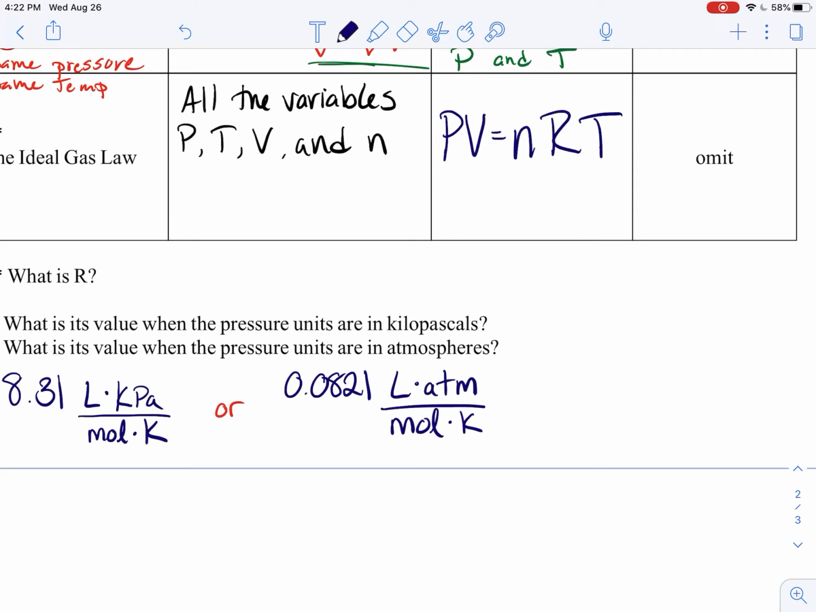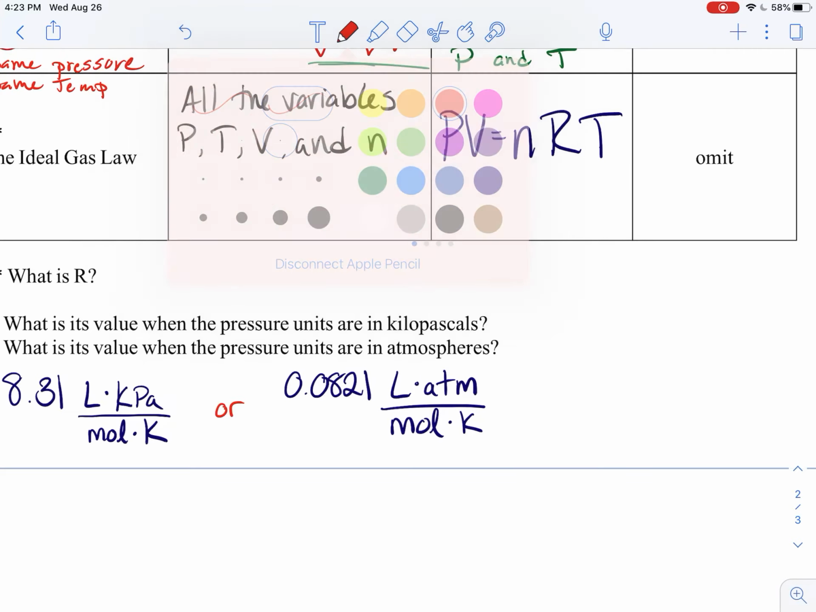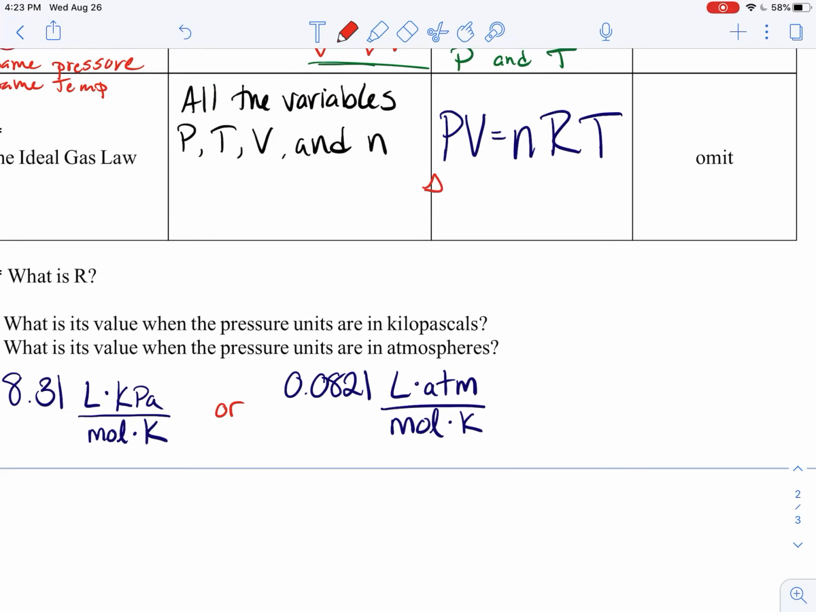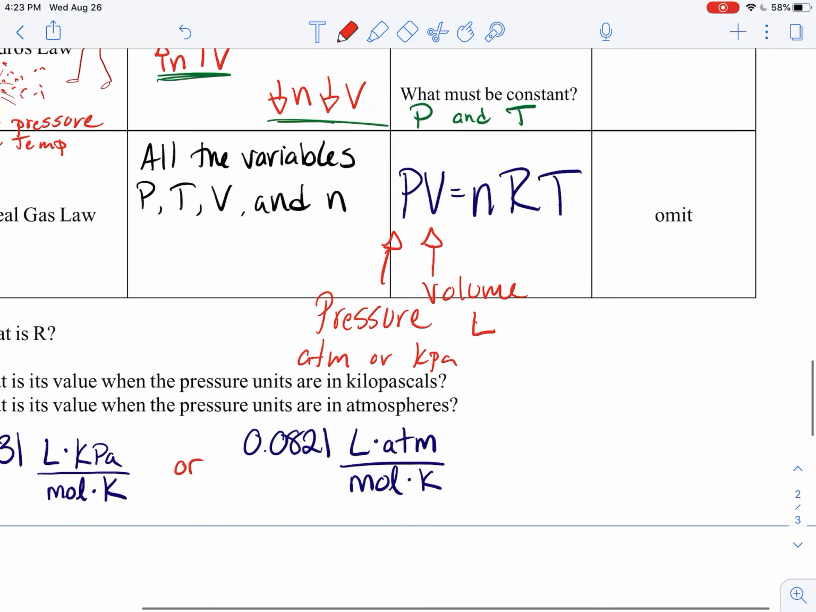And so all of these should be pretty familiar except for one of them. I'll just go over them really quickly. The first one is pressure. That pressure will either have to be in atmospheres or in kilopascals. You will have volume. Volume, when you're using this equation, always has to be in the unit of liters.